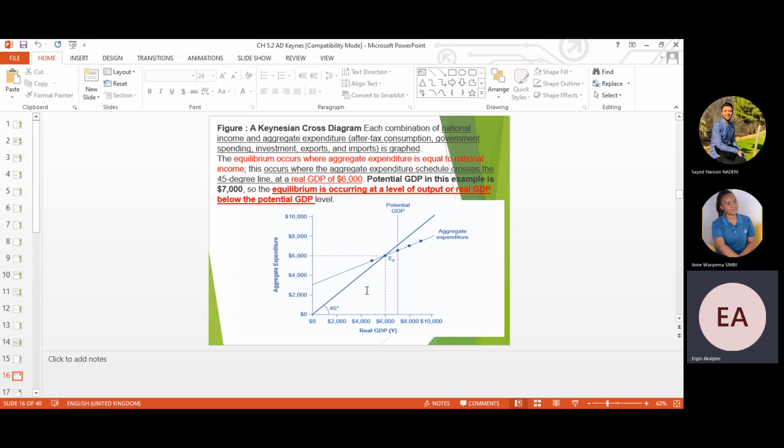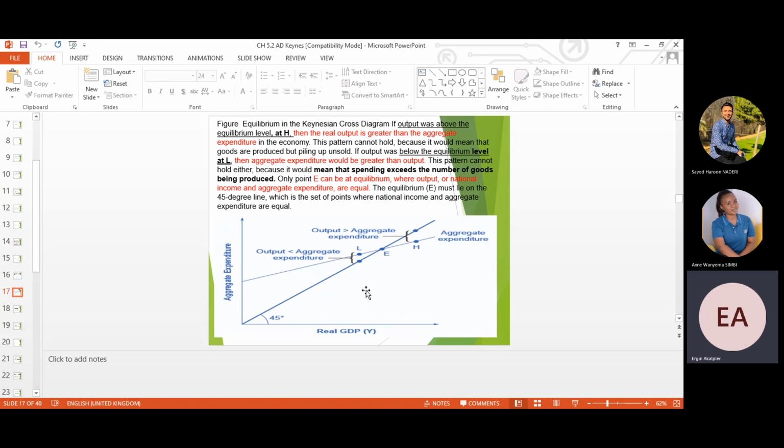As illustrated on the diagram, each combination of national income and aggregate expenditure, after-tax consumption, governmental spending, investment, export and imports, is shown on the graphic, and the equilibrium occurs where aggregate expenditure, as I said to you, equals Y, the output. This occurs where the aggregate expenditure schedule crosses the 45-degree line at real GDP, which is 6,000 in the model that I have done, and potential GDP in the example is unfortunately 7,000. The equilibrium is occurring at a level of output or real GDP below the potential GDP, which is somehow not the desired estimation, let's say.